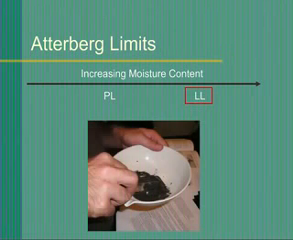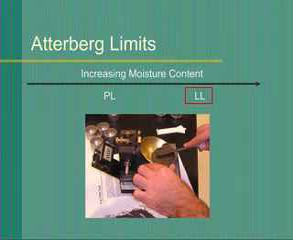Place a portion of your soil in an evaporating dish. Slowly add water to the soil and mix it using a spatula. Continue until the soil has a consistency slightly stiffer than that of toothpaste. Place a small sample of the soil in the lower portion of the device cup, using the spatula as shown.